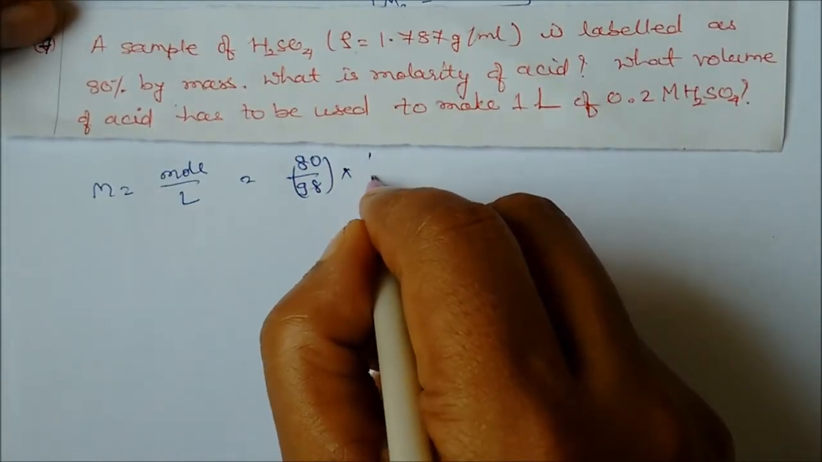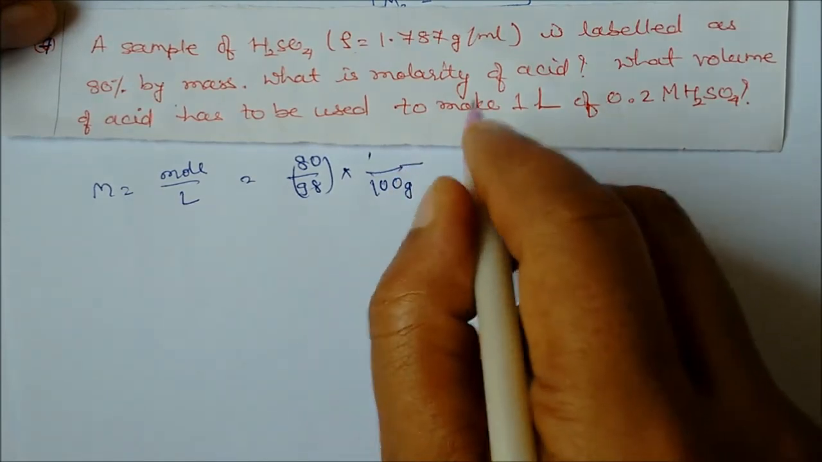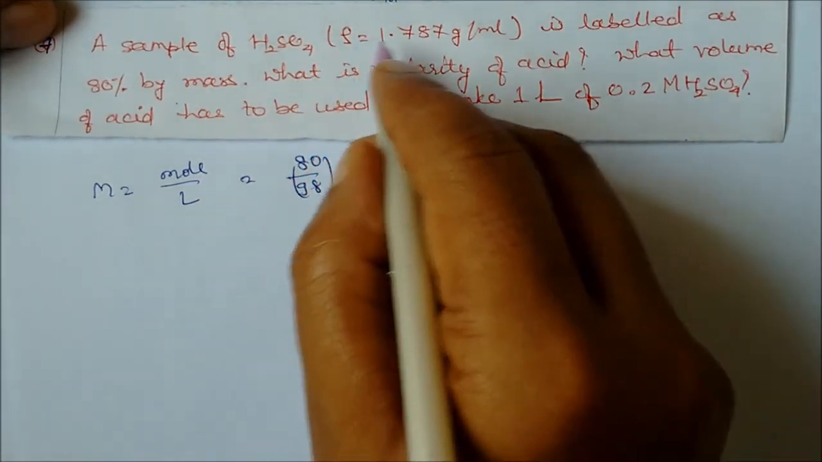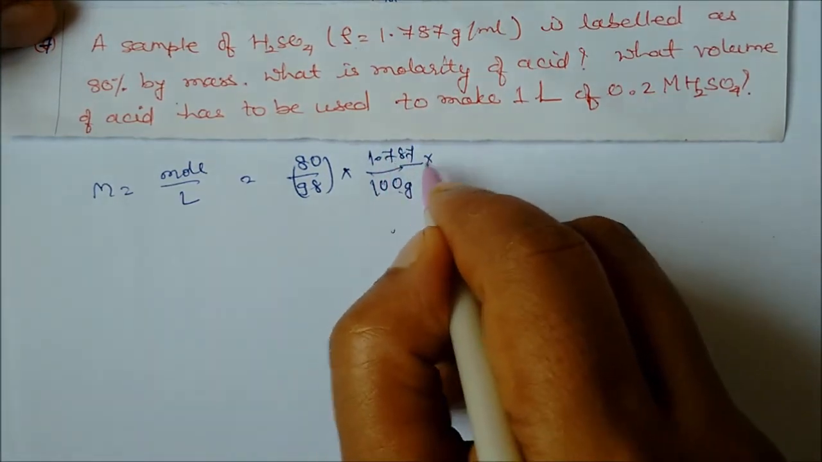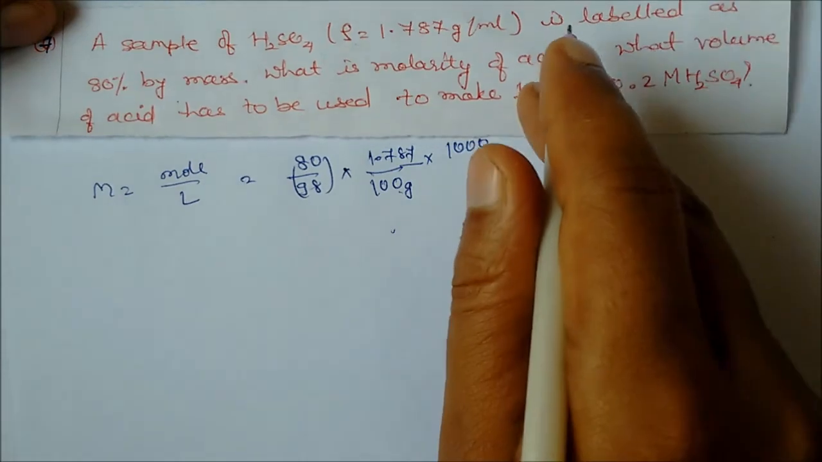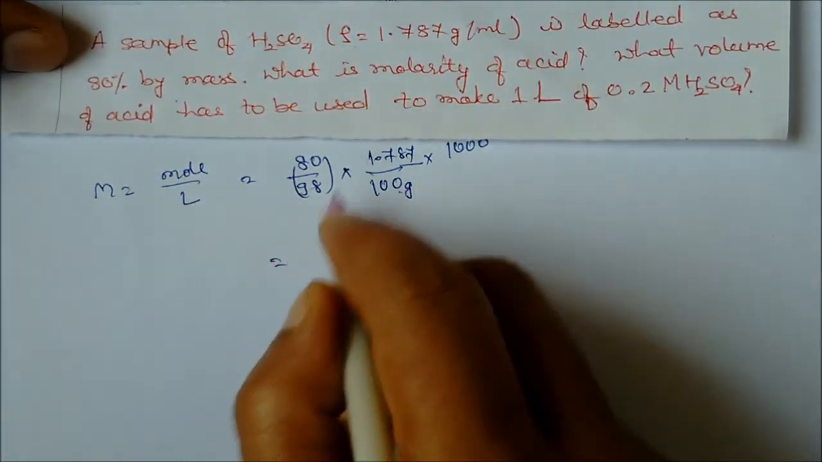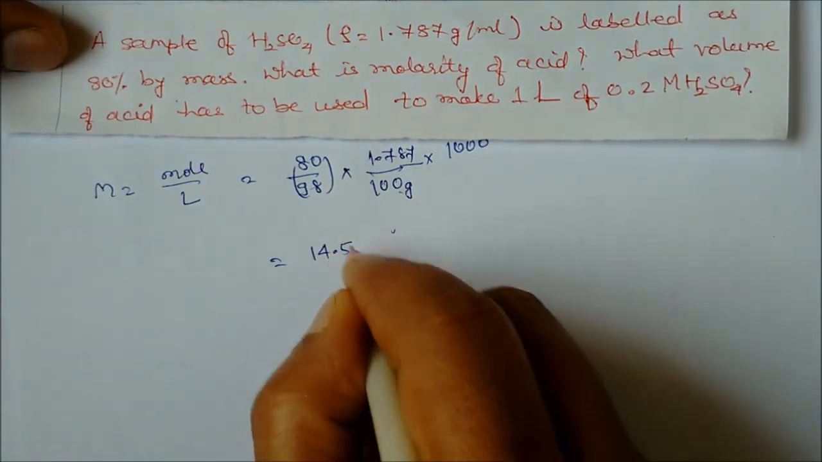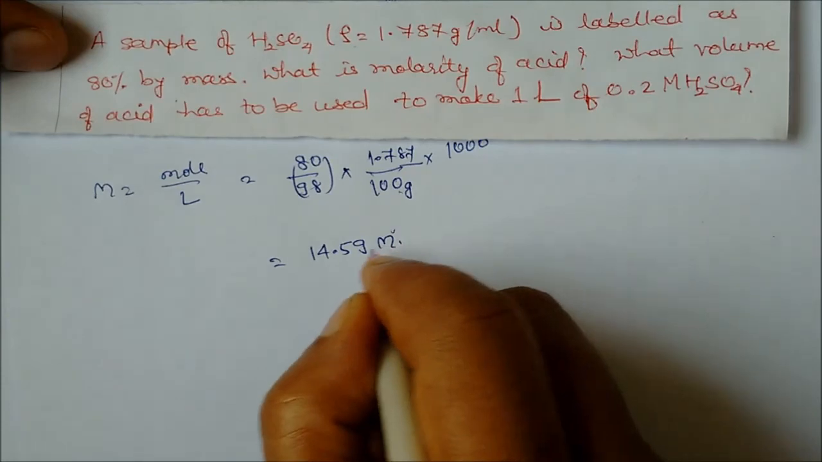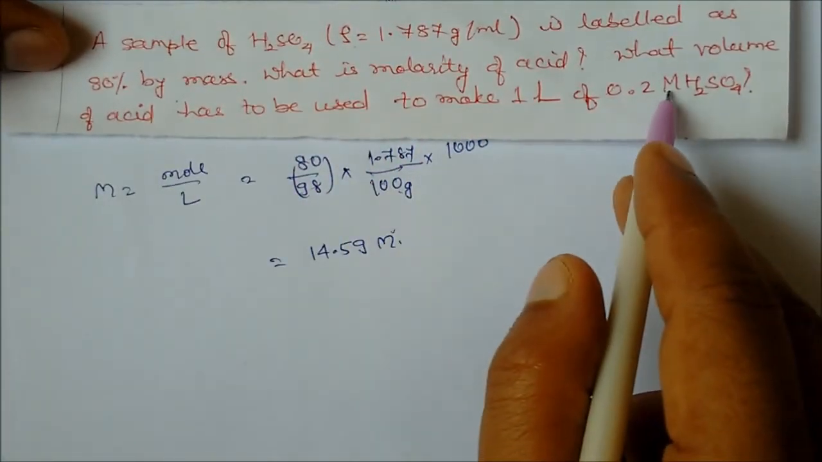So the mass is 100 gram, and the density is 1.787. Mass divided by density gives the volume, and dividing by 1000 converts it to liters. So on solving this equation we will get something like 14.59 molarity.